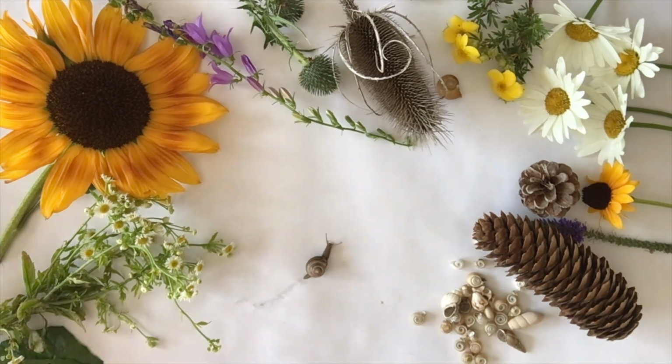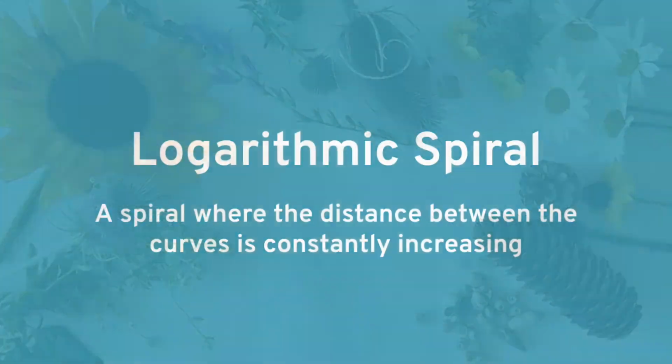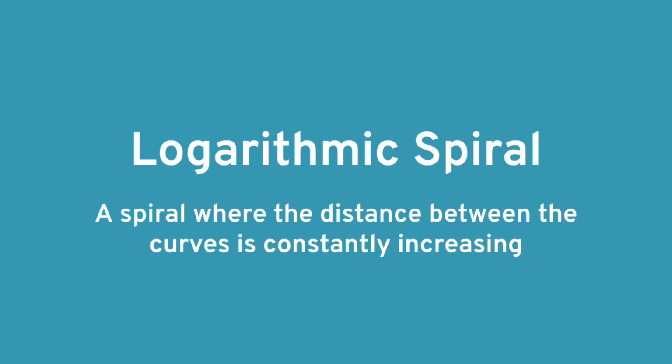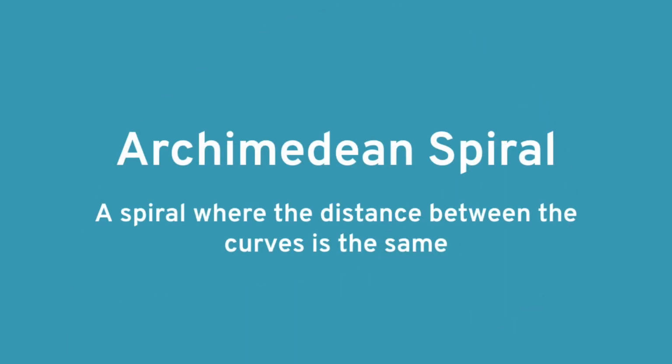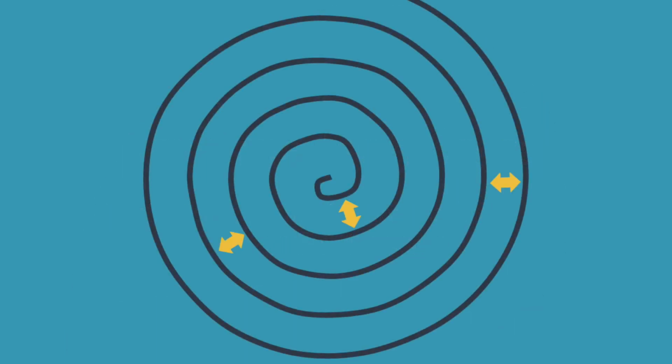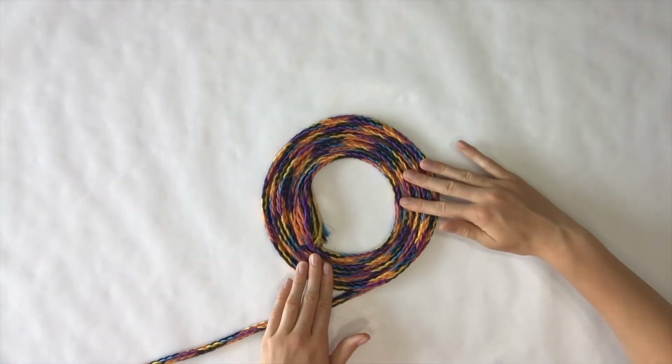The main type of spiral found in nature is called a logarithmic spiral. In a logarithmic spiral, the distance between the curves is constantly increasing. This is different from an Archimedean spiral in which the distance between the curves is the same. You can see an Archimedean spiral when you coil a rope like this.